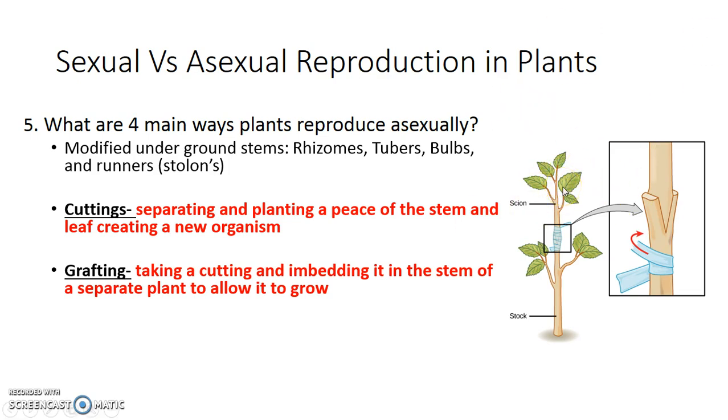Again, cloning though, asexual reproduction. There's no difference between this top piece and the plant that you cut it off of. You start with one plant, you end with two. You don't start with two and you end with three.